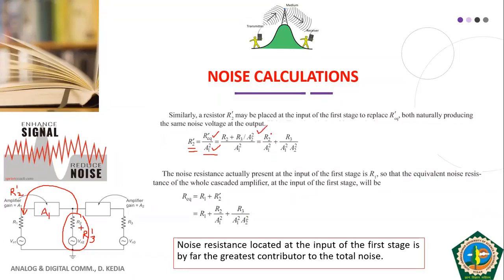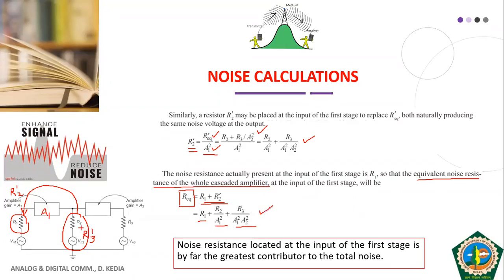If we solve it, we get R2 by A1 square plus R3 by A1 square plus A2 square. And at the input side, we have another resistance present, that is R1, which is as it is. So now the net resistance present at the input of these two amplifiers in cascade is R1 plus R2 dash. And we get the total equivalent resistance, which gives us R1 plus R2 by A1 square plus R3 by A1 square into A2 square. This is how we calculate the equivalent noise resistance of the whole cascaded amplifier.